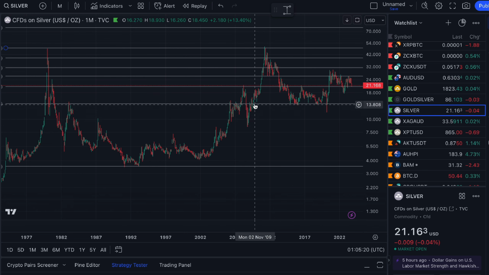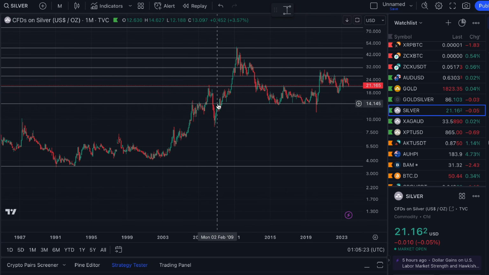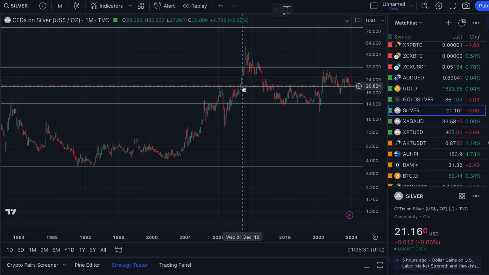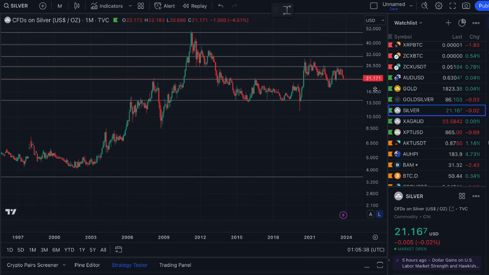So then you have a little cluster again around the 0.236, $14, and then on our merry way back up. This level here of $20.70, the 0.382 Fibonacci level, no longer acted as resistance. We shot straight through there. And let's take a look.